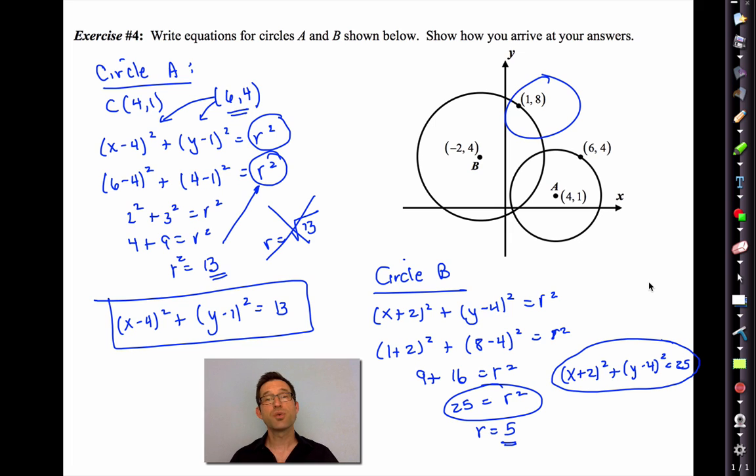That's it. So it's actually pretty easy to come up with the equation of a circle if we know where its center is and we know one point that lies on it. All right, pause the video now and write down anything you need to. Okay, let's do a last little piece.